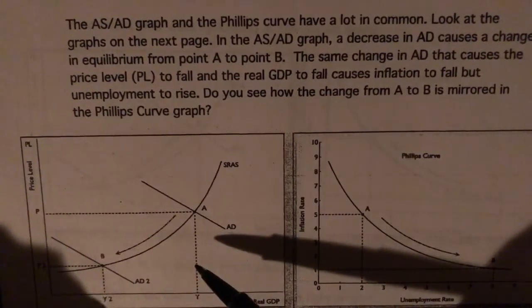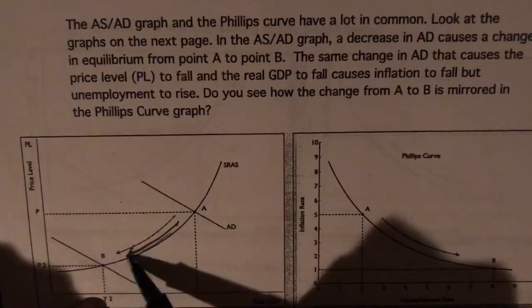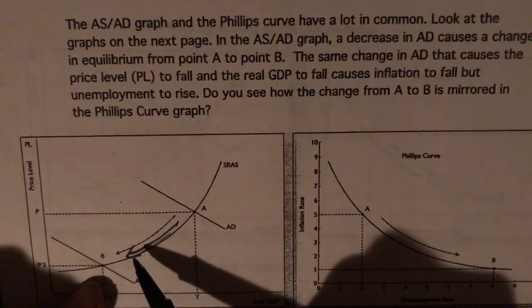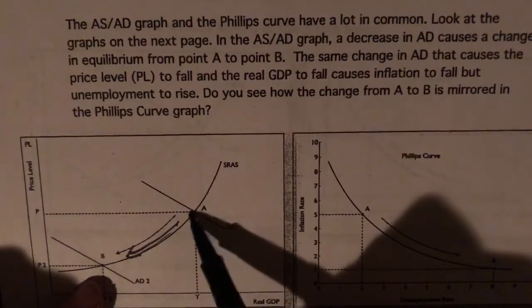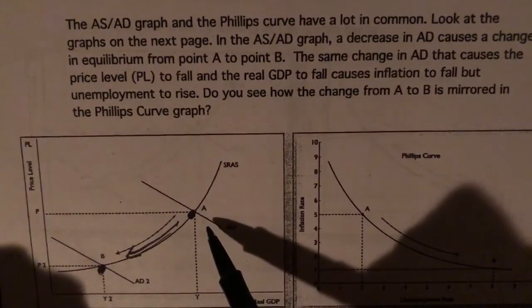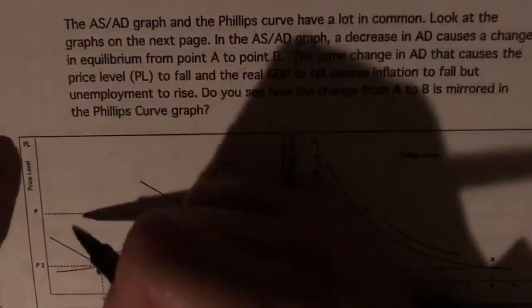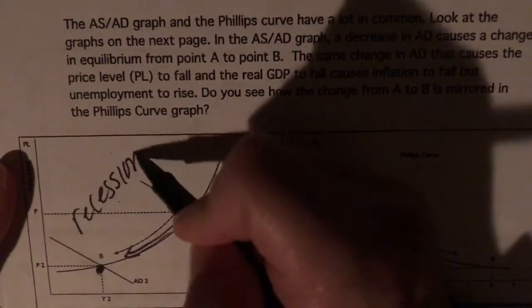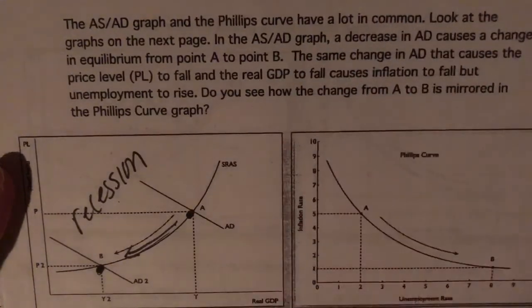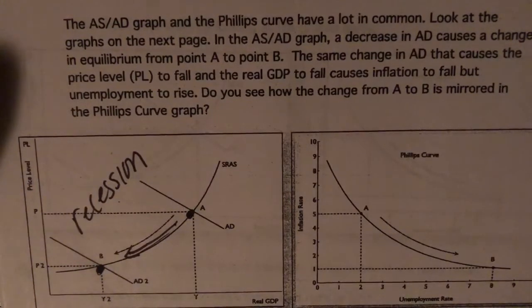In the aggregate supply and aggregate demand graph, do y'all see this decrease right here? This decrease in aggregate demand moves that equilibrium point from A to point B. And so I know that I am having less real GDP and prices going down. So that tells me that this is a recession, right? The same change in the aggregate demand curve that caused the price level to fall and the real GDP to fall causes inflation to fall, but unemployment to rise.